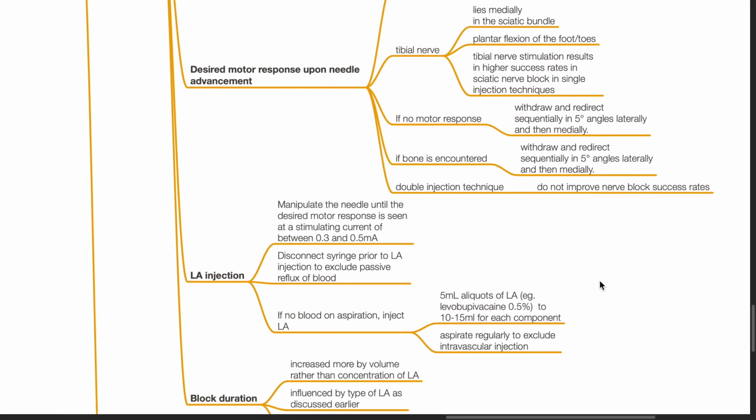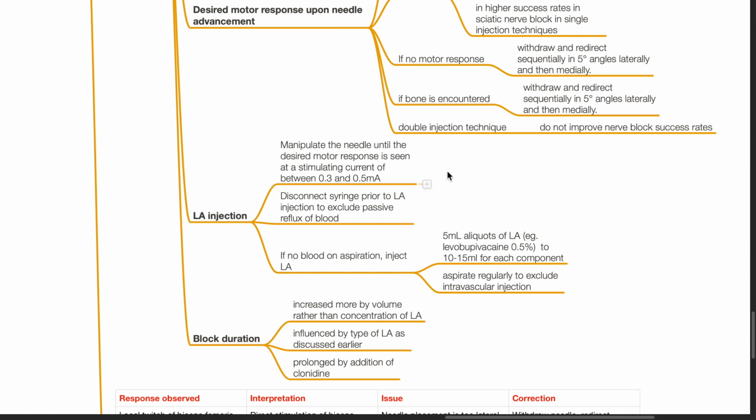LA injection. Manipulate the needle until the desired motor response is seen at a stimulating current of between 0.3 and 0.5 mA. Disconnect the syringe prior to LA injection to exclude passive reflux of blood. If no blood on aspiration, inject LA in 5 mL aliquots to 10 to 15 mL for each component. Aspirate regularly to exclude intravascular injection.